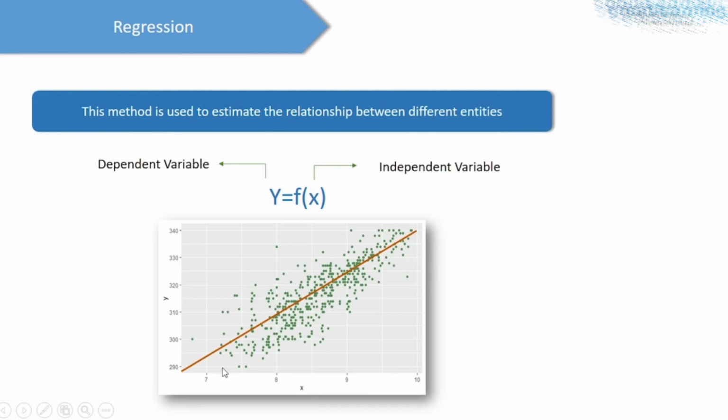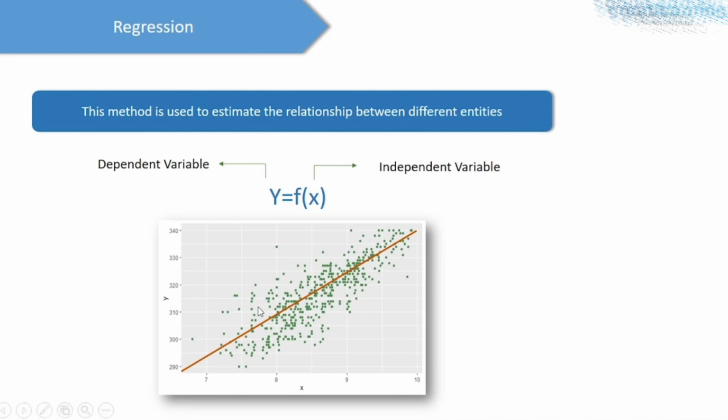But what if I change the question? What if I ask you if the CGPA of the student is 8.3, what will be the GRE score of the student? How will you answer this? So this is where linear regression comes in.